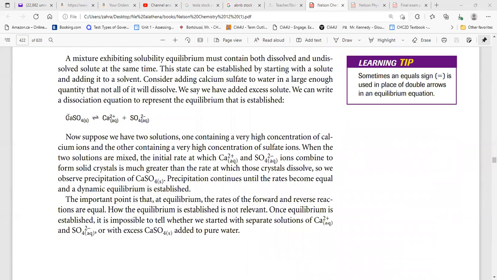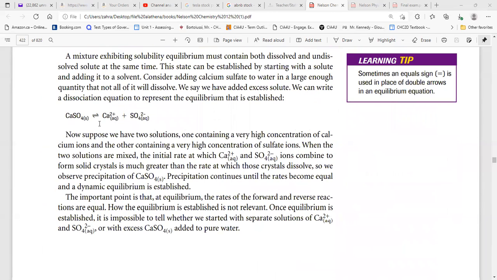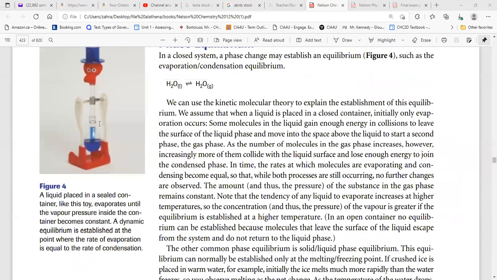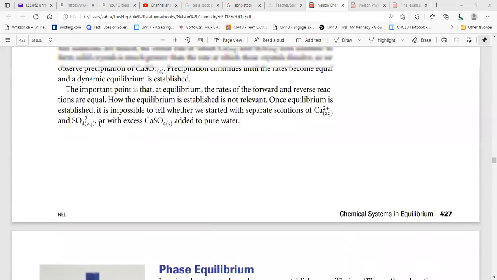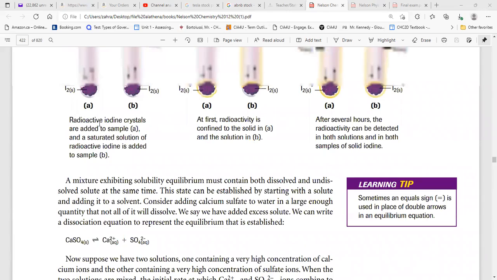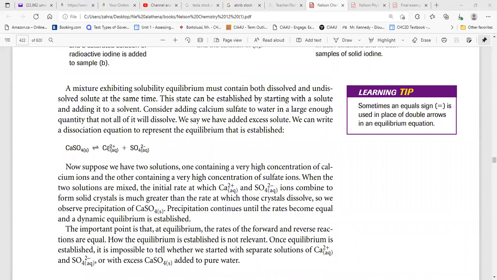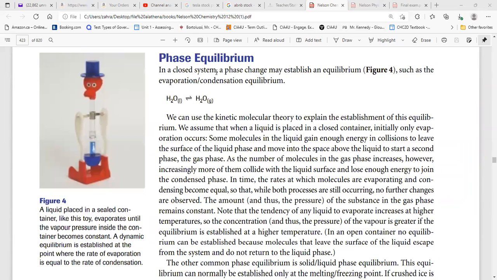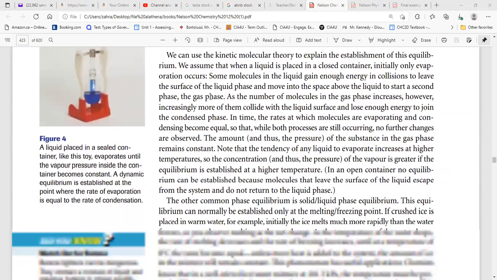Here the solid turns into Ca2+ aqueous, and this is a two-way reaction. When you have solid turning to aqueous, this is the solubility equilibrium. Now, phase equilibrium: when you have two different phases, liquid turns to gas and gas turns to liquid. This is a phase change.